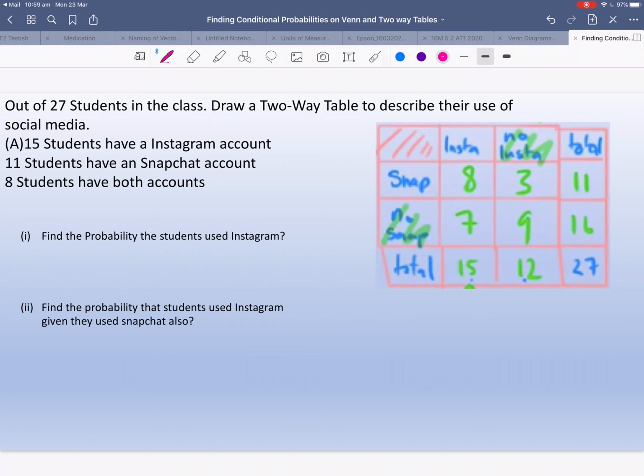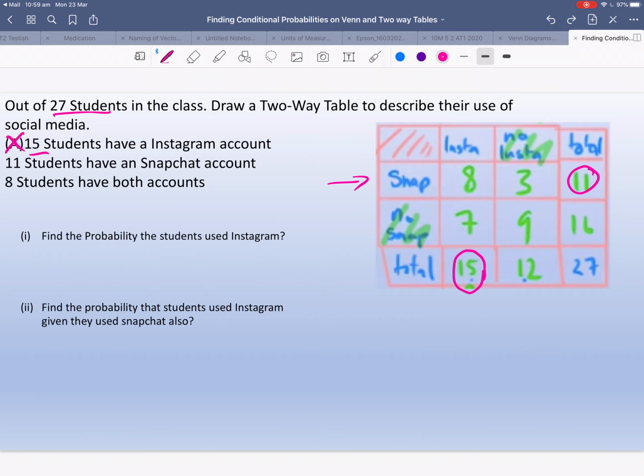All right, another example, now from the two-way tables. Out of 27 students in the class, draw a two-way table to describe the use of social media. 15 students have an Instagram account, that's the total amount of students that have Instagram. 11 students have a Snapchat account, and Snap goes this way. And 8 students have both, so where Insta and Snap meet, that's your 8. Hopefully you know how to use a two-way table. It was the previous lesson, so if you don't get that, please use it.